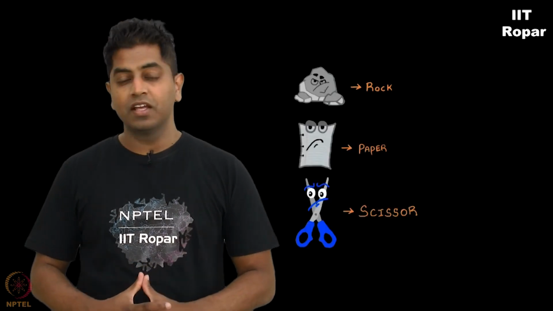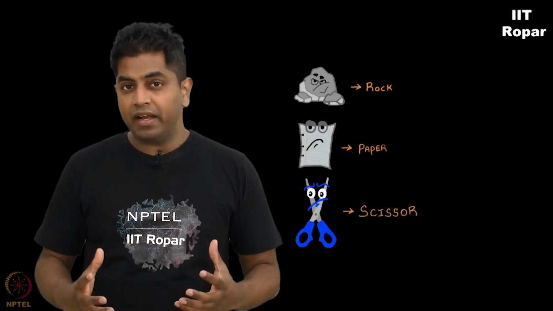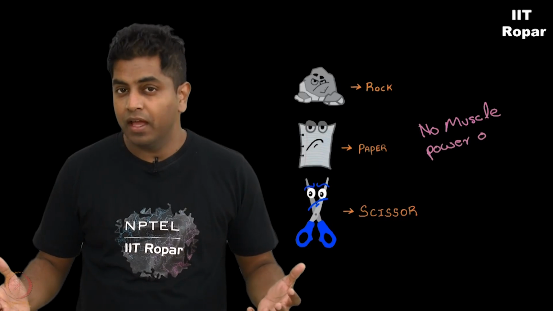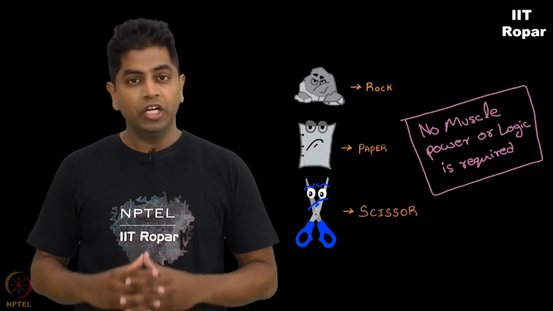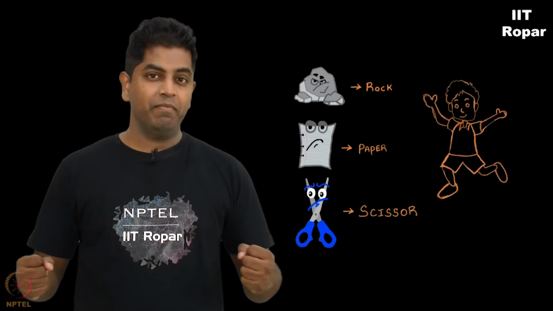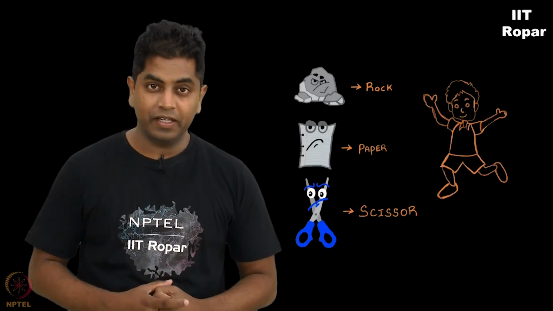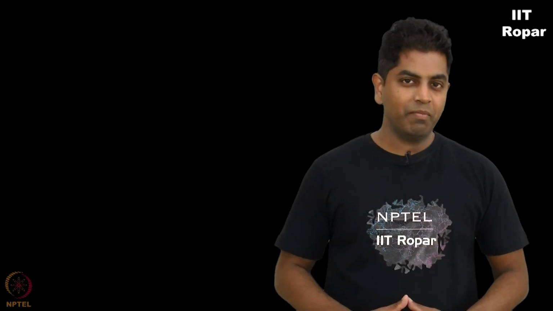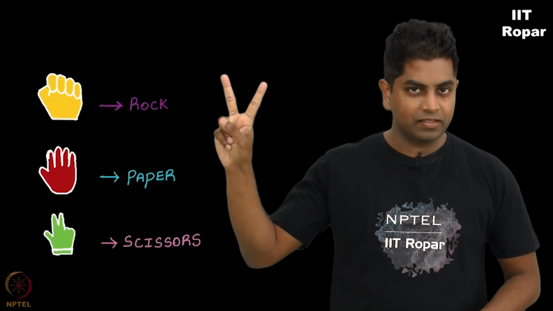And that is when I came across this game called the rock, paper, scissors, where muscle power or logic had no role to play. It was a game which involved sheer luck. And I was a happy kid, and this game became the favorite. Let me now tell you the rules of this game called the rock, paper, scissors. There are 3 items here, as I told you, a rock, a paper, and a scissor.